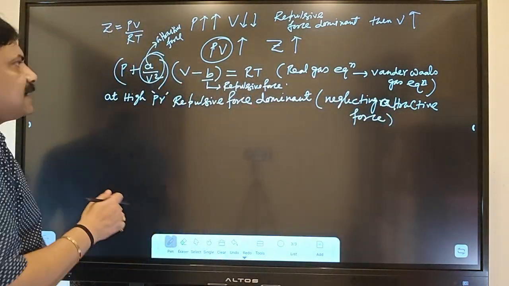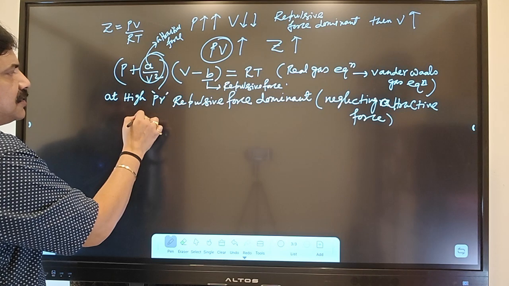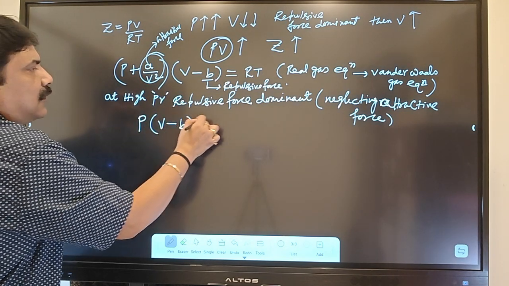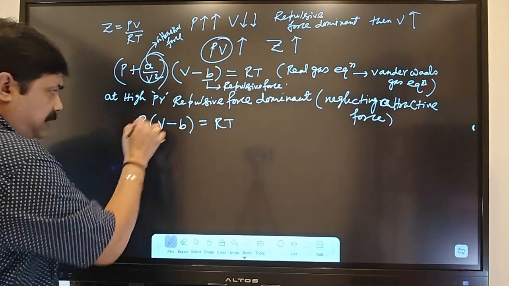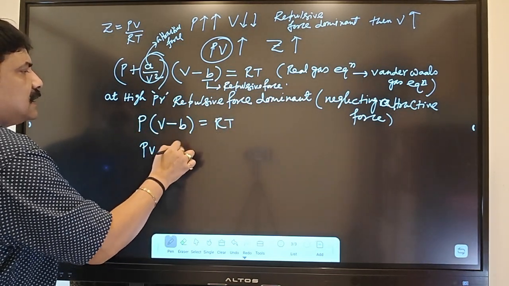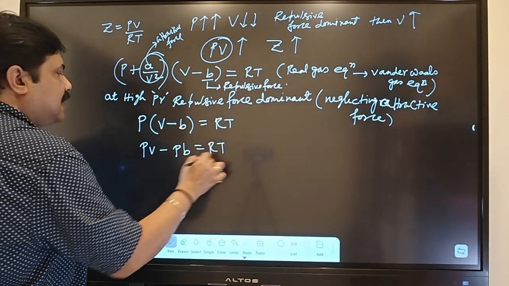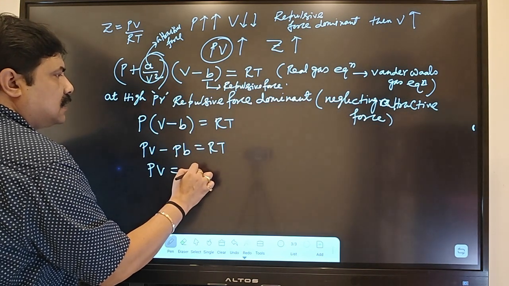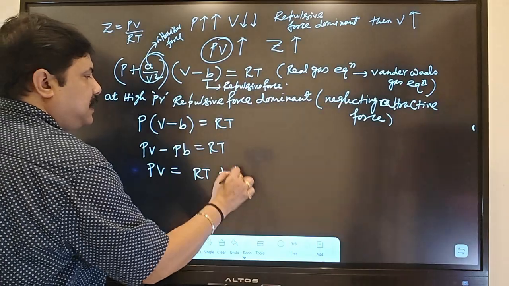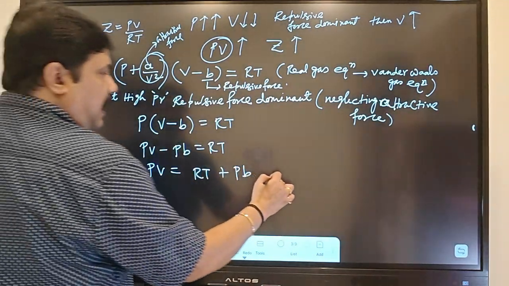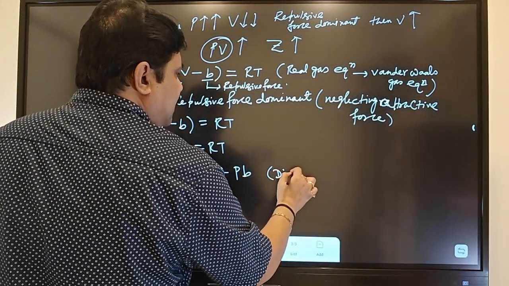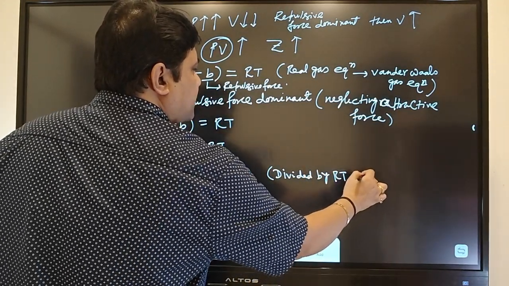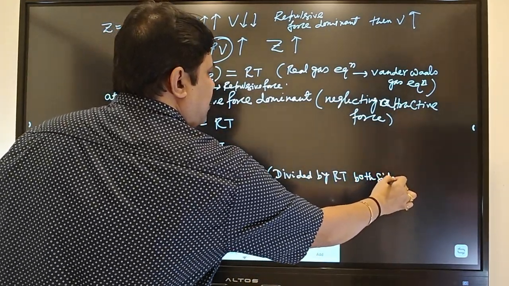Then after that, if you write down the van der Waals equation for 1 mole of gas, what is coming? P into V minus b equals RT, and then immediately PV minus Pb equals RT. Now PV will be equal to RT plus Pb, and then divide by RT on both sides. Then what will you get over here?